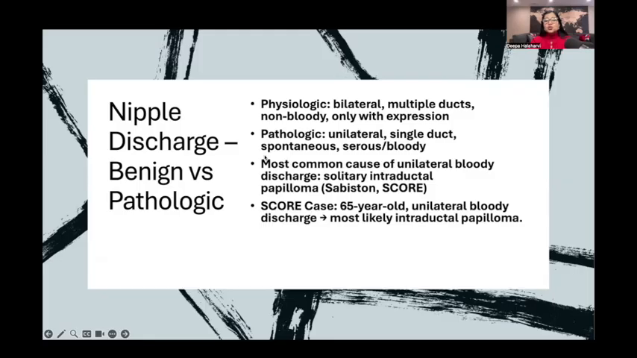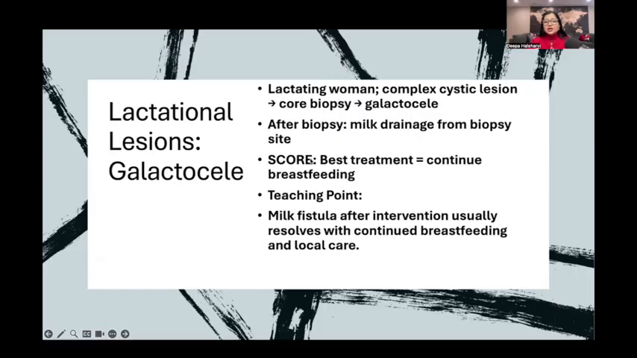Nipple discharge, benign versus pathologic. Physiologic, which is benign, is usually coming from both breasts, multiple ducts, non-bloody, and only with expression. If it's pathologic, meaning worrisome, then it's unilateral, single duct, spontaneous. It could be serous, bloody, or clear. The most common cause of unilateral bloody nipple discharge is solitary intraductal papilloma. This is a common question you'll get asked. It could be a 65-year-old with unilateral bloody nipple discharge, most likely caused by intraductal papilloma.